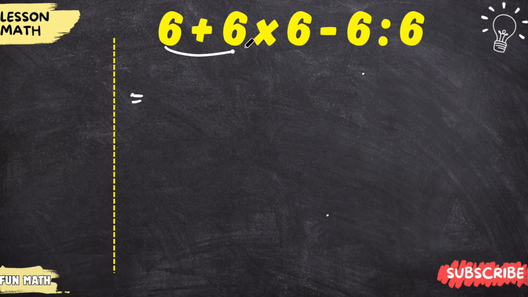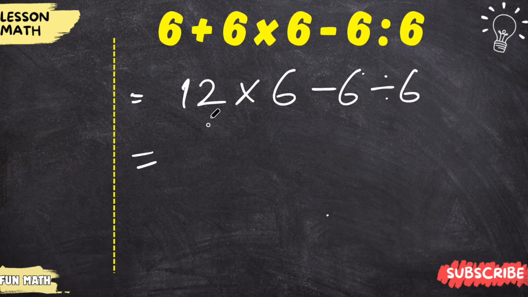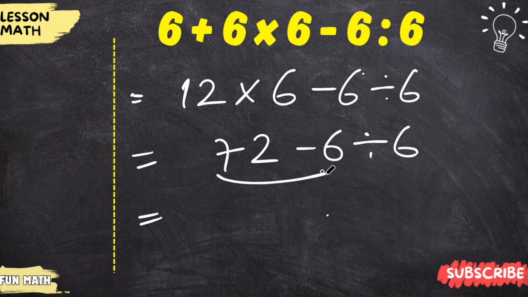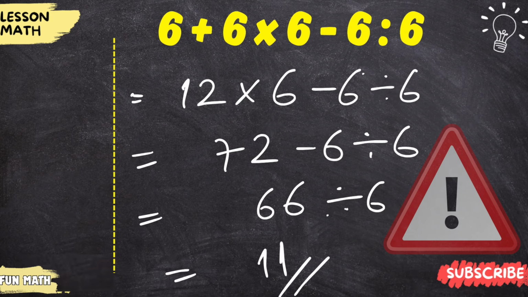Let's solve it right away. 6 plus 6 equals 12. 12 times 6 equals 72. 72 minus 6 equals 66. 66 divided by 6 equals 11. If you solve this, you'll make an error. So how do we solve it?